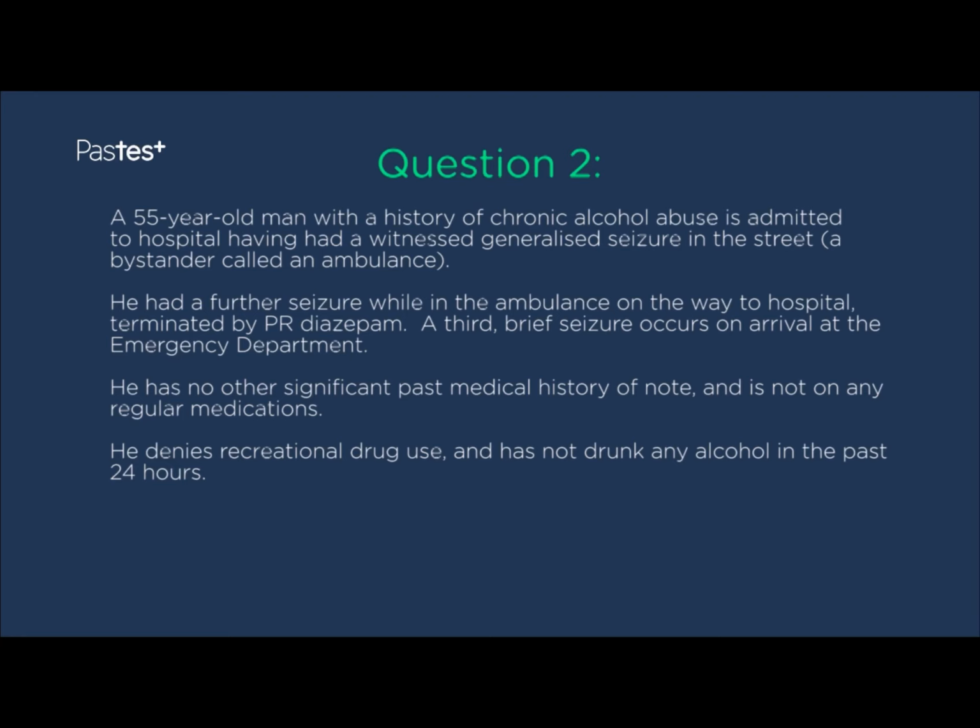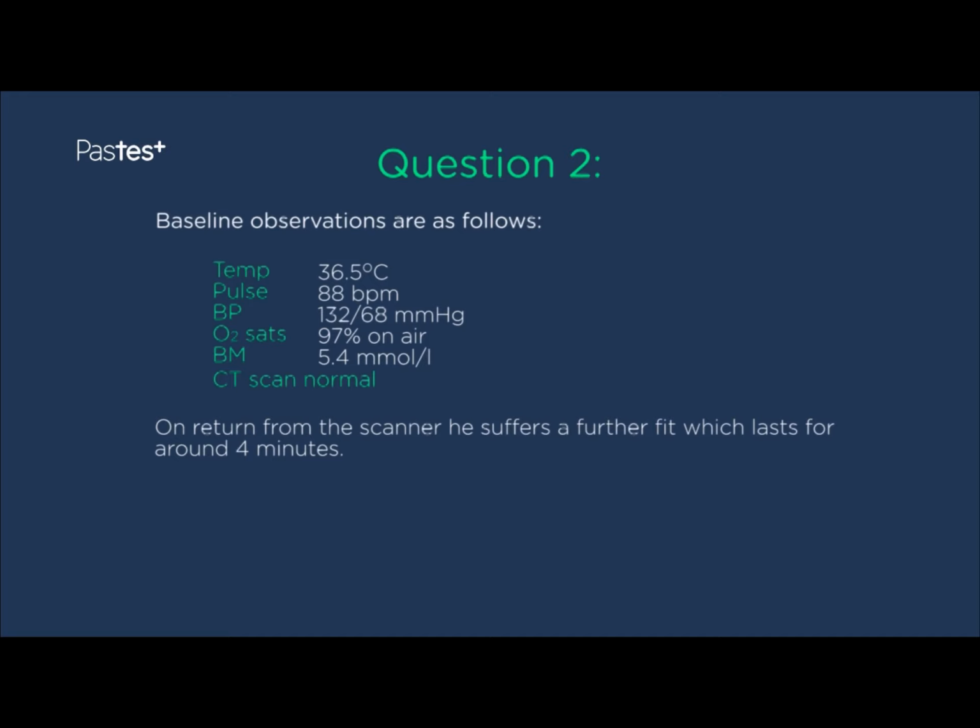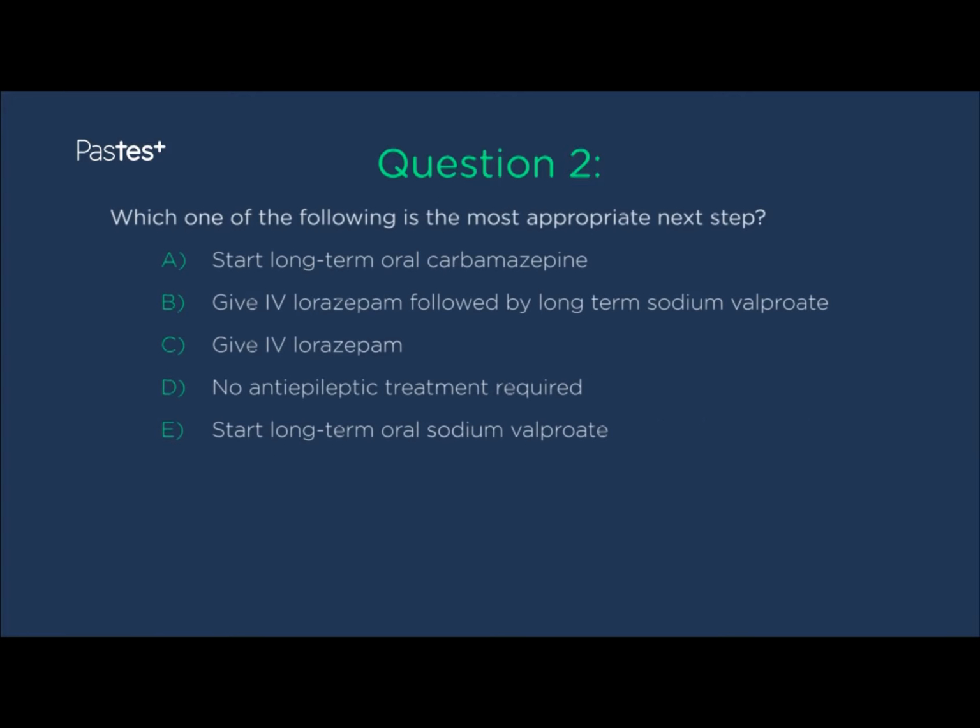He denies recreational drug use and has not drunk any alcohol in the past 24 hours. He's afebrile, pulse is normal, blood pressure is normal, SATs are normal, as is his BM. A CT scan is performed and that is also normal. On return from the scanner, he suffers a further seizure, which lasts about 4 minutes. Which one of the following is the most appropriate next step?